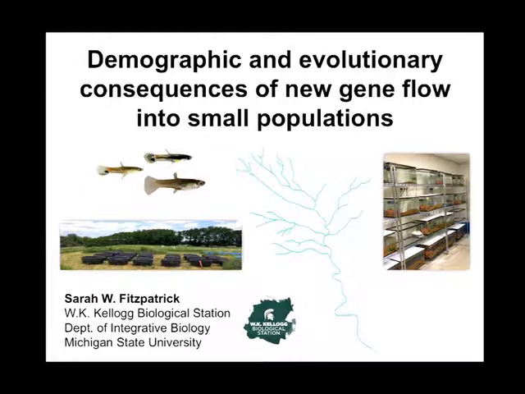Today I'm going to highlight a few key results from several studies that we did using Trinidadian guppies as a model system to test the effects of gene flow on population fitness and demography. And at the end, I'll include results from a recent pilot study that I think illustrates the need for a more nuanced understanding of the relationship that we tend to think about between gene flow and maladaptation, especially in contemporary populations experiencing novel stress.